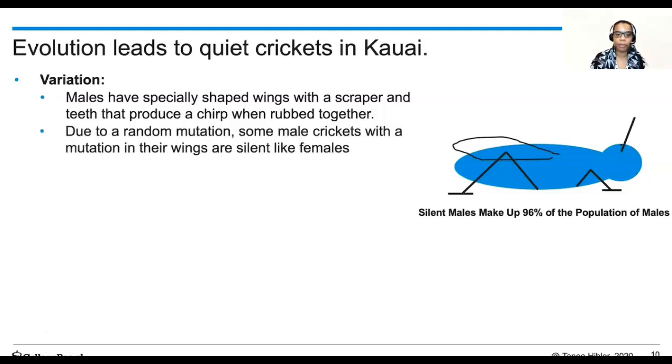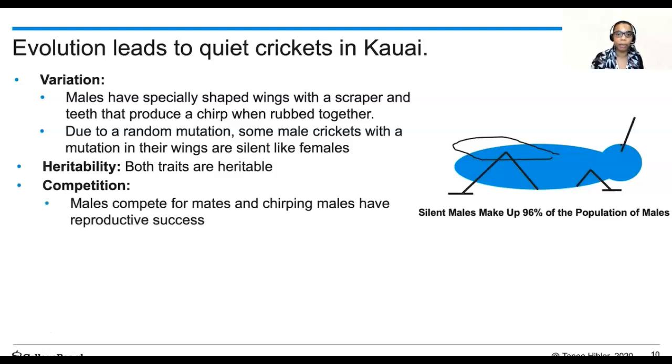But due to a random mutation, some male crickets in the population have a mutation in their wings, and so they're silent like the females in the population. Both of these traits are heritable, so they can be passed on to successive generations. And there's competition that's happening within the population as well. Males are competing for mates, and chirping males traditionally have had more reproductive success.